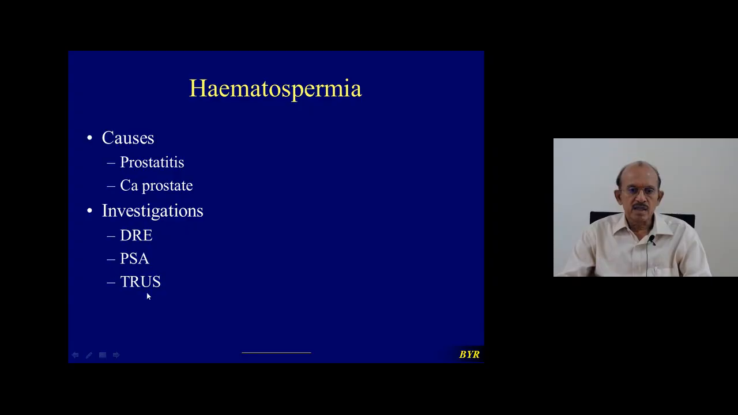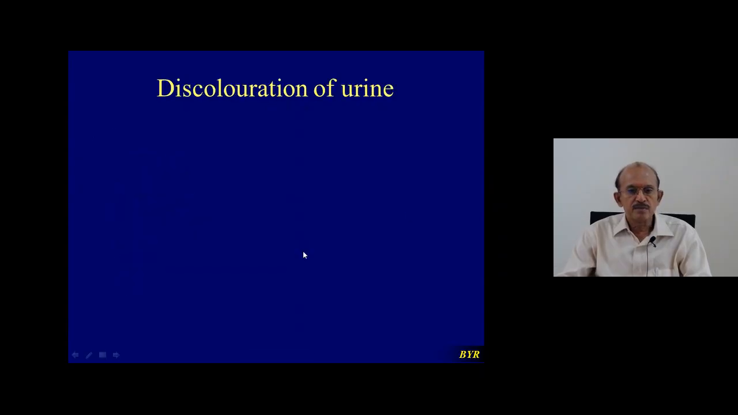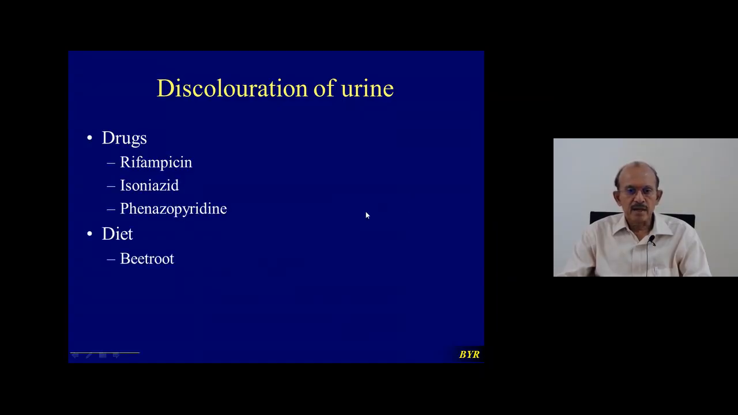So these three tests have to be done whenever a patient is having hematospermia, because he may be having a simple disease like tuberculous prostatitis, or he may have a complicated disease like carcinoma of the prostate. So these things can be evaluated by these investigations. The discoloration of the urine can also be due to drugs like rifampicin, isoniazid, phenazopyridine, and diet like beetroot.